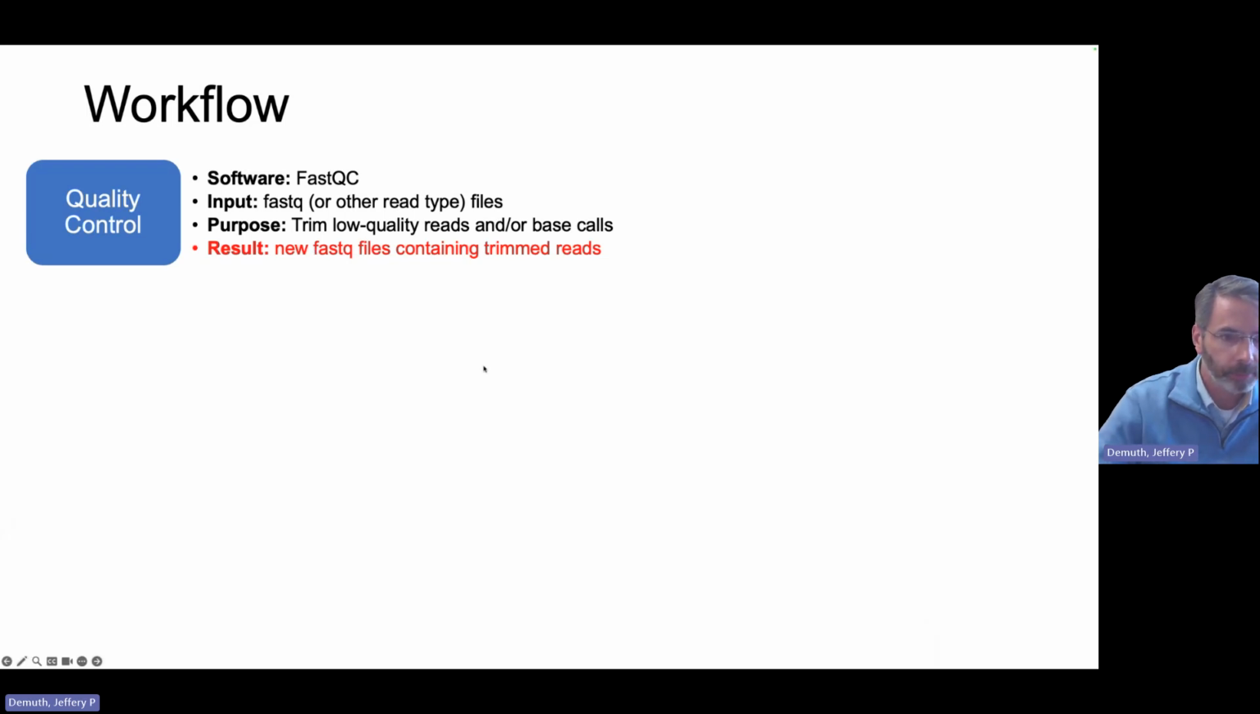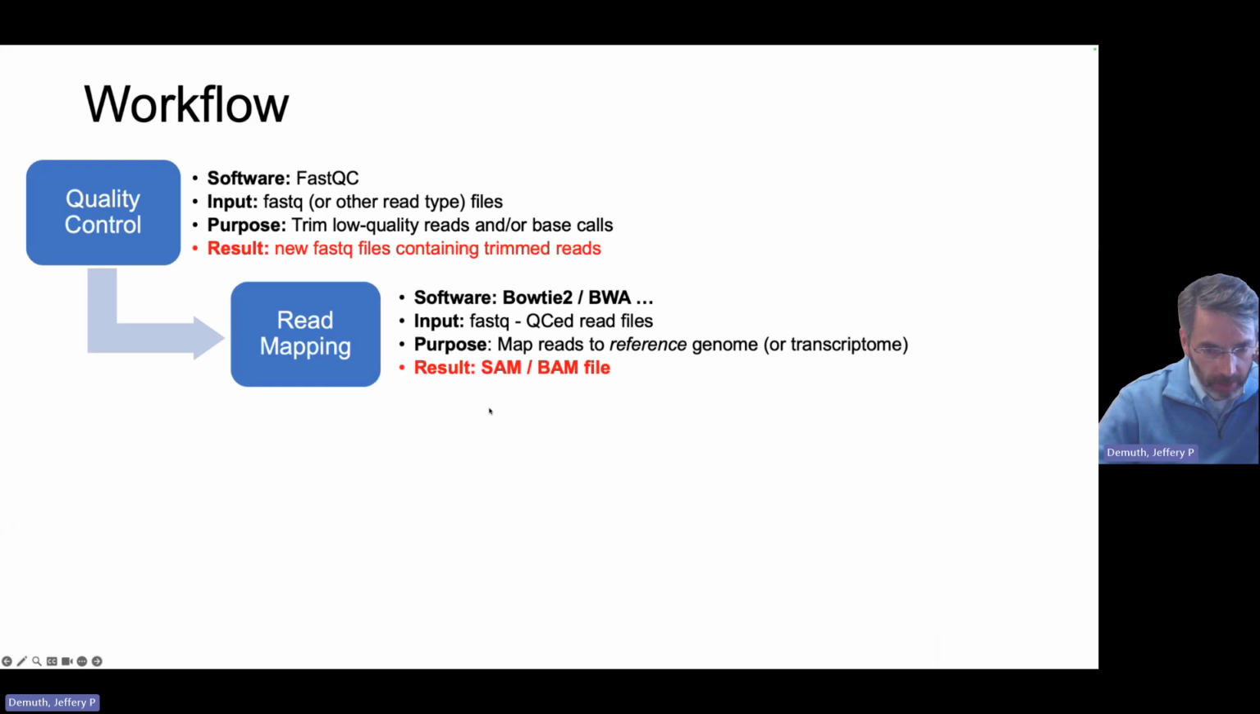After that, we did read mapping. That's where we used Bowtie 2. There are lots of other mapping software. BWA is another common one. The input for that was our trimmed FastQ files, or when I asked you to use the untrimmed reads, the raw FastQ files. The purpose is to map those reads to the reference genome. The result was a SAM or a BAM file.